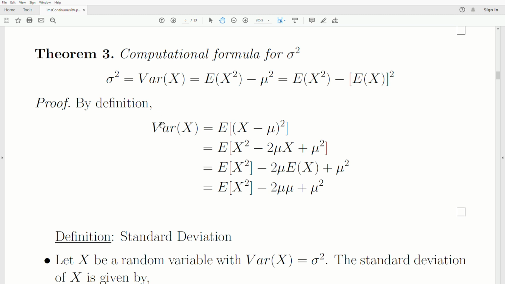Now, just by definition, the variance of x is equal to the average squared distance from the mean. But we can square this, and we get x squared minus 2 mu x plus mu squared.